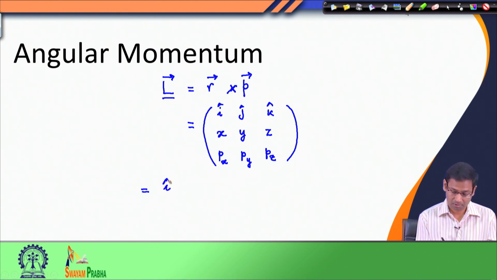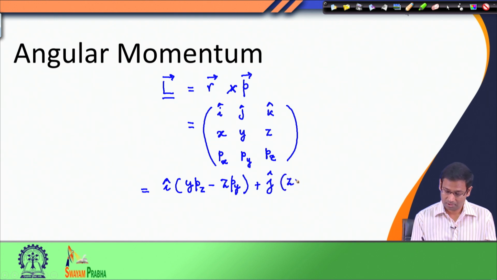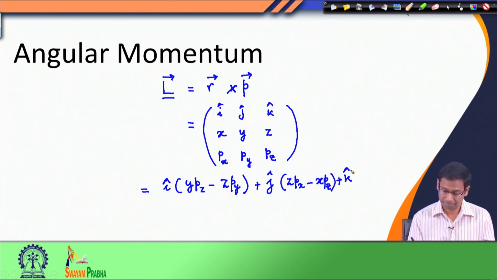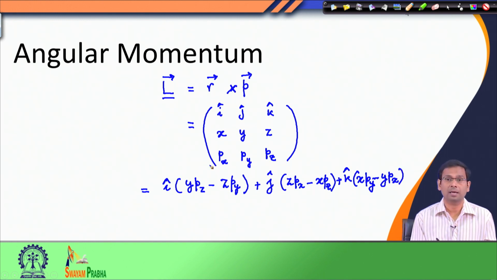i cap (y p z minus z p y) plus j cap (z p x minus x p z) plus k cap (x p y minus y p x). So, this is what we get in the vector notation for the angular momentum.